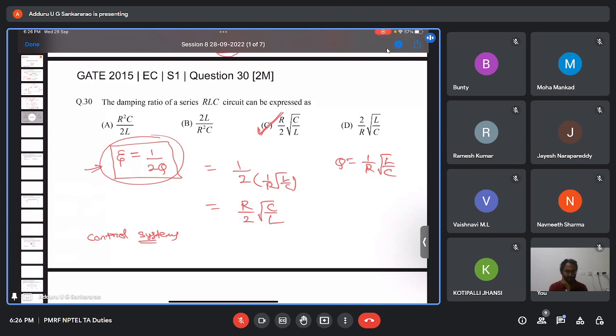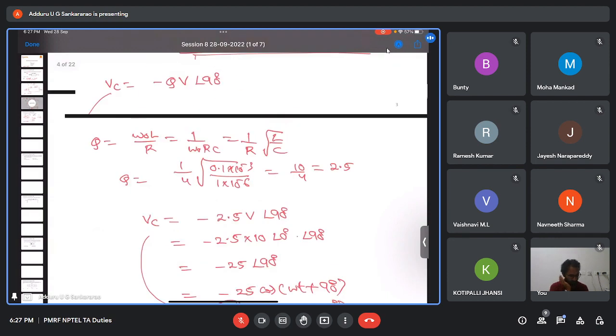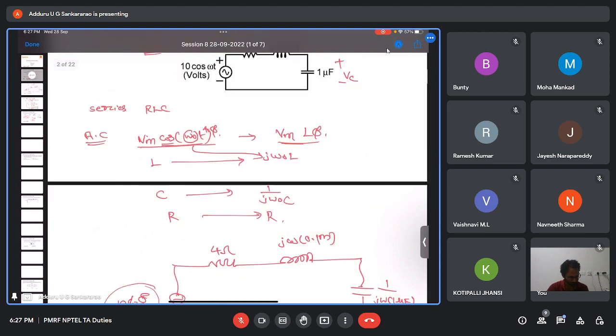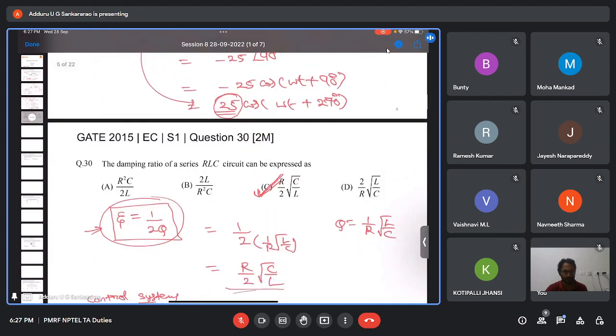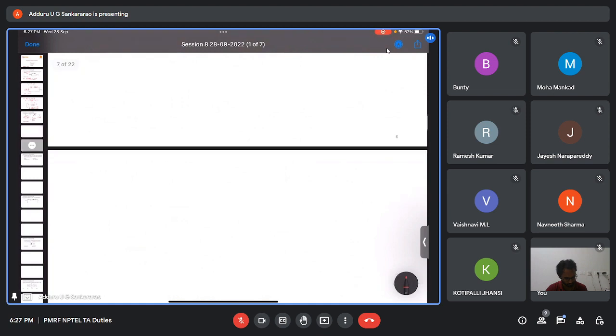So for a series RLC circuit, Q we have just now derived. Whatever analysis we have done for a series RLC circuit, in a similar way you can solve for a parallel RLC circuit.